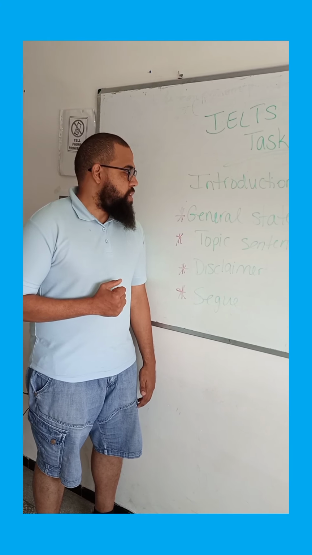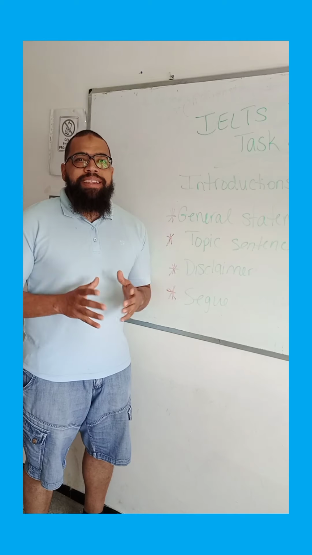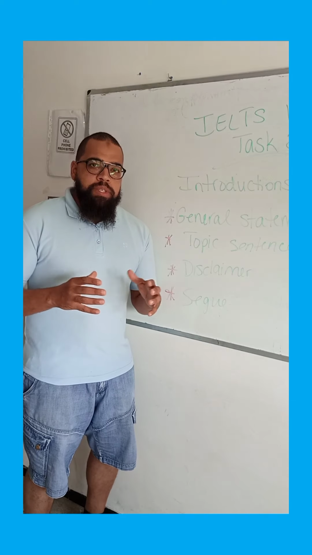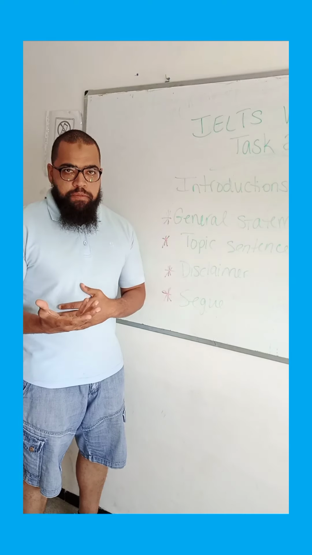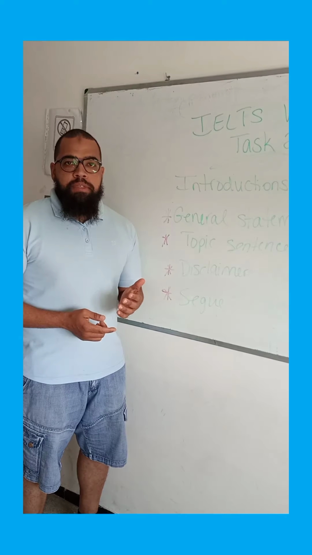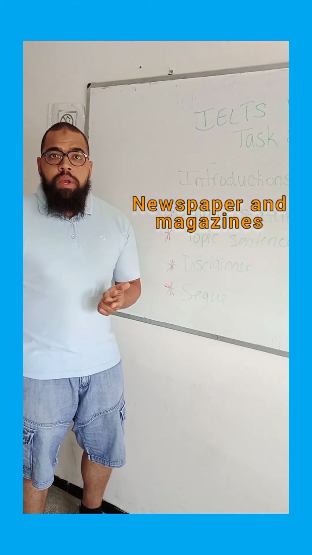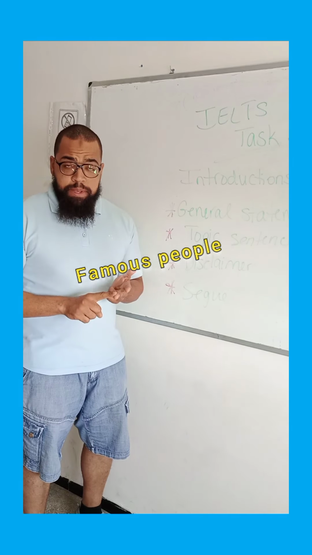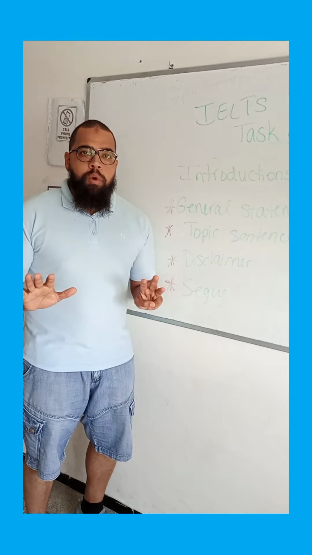So what we have here is we need to come up with a general statement. So how do we identify which subject, which topic within the task we're going to create a general statement for? Well, we can see that there are newspaper and magazines, it's underlined there, and we also see famous people as well as private lives. So a general statement works like this.